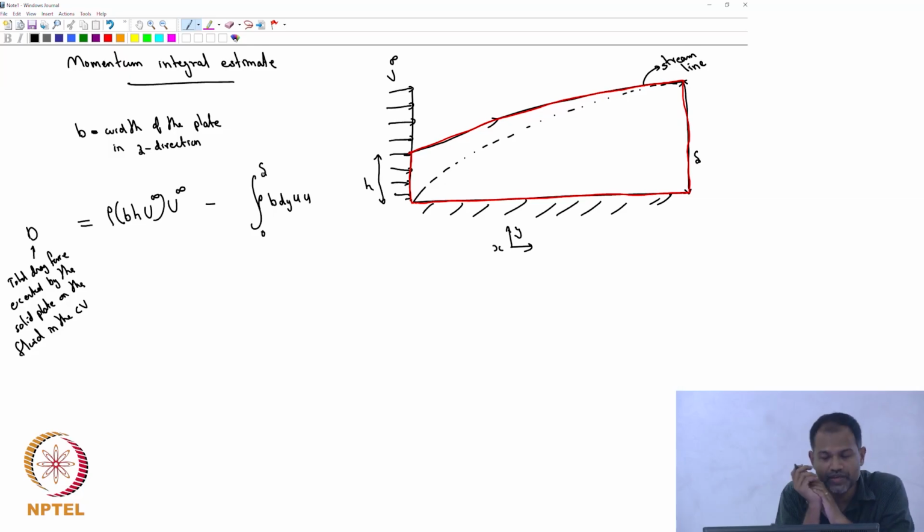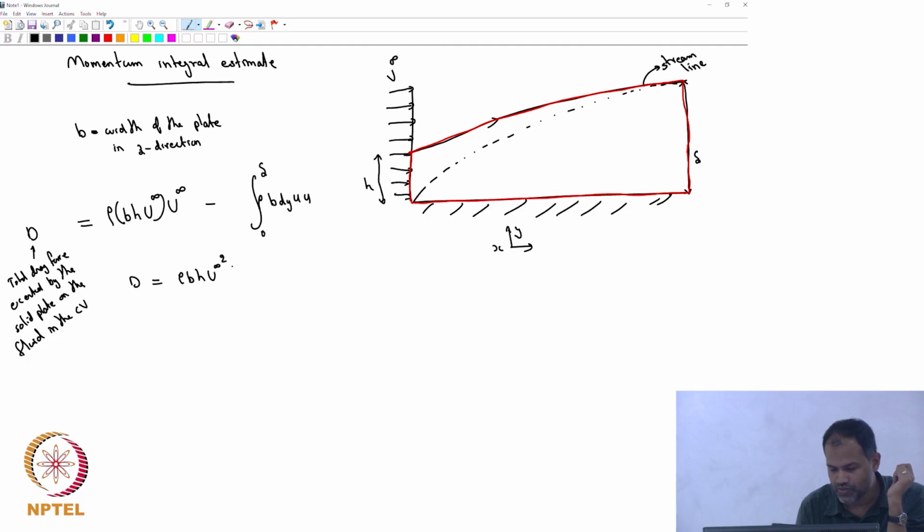So that's going to be in minus out, equal to the total force exerted on, or experienced by, the control volume fluid. That's okay. Just write it neatly. D is equal to rho B H U infinity squared minus the integral from 0 to delta of rho B U squared dy.